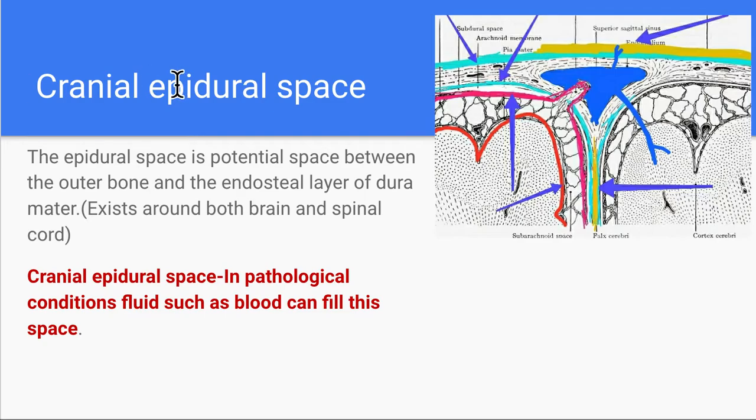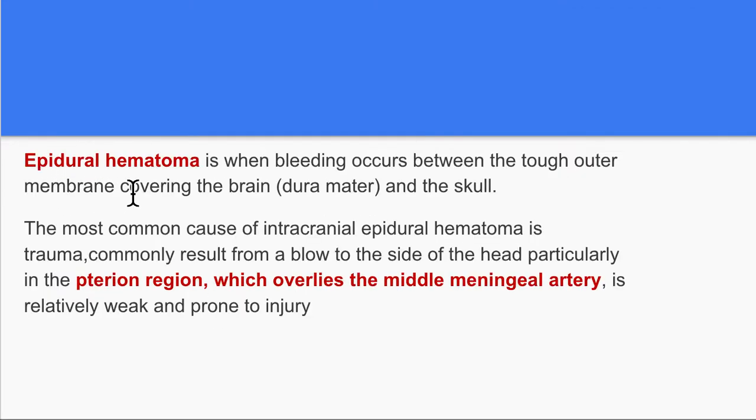Now the epidural space exists around both the brain and the spinal cord, but it has significant differences in the two. So let's start by talking about the cranial epidural space. The cranial epidural space is the potential space between the calvaria and the outermost endosteal layer of the dura mater. Okay, so it's between the bone and the outer layer of the dura mater. In normal conditions, its height is 0, so that's why it's a potential space. But in pathological conditions, fluids such as blood can fill this place, such as epidural hematoma.